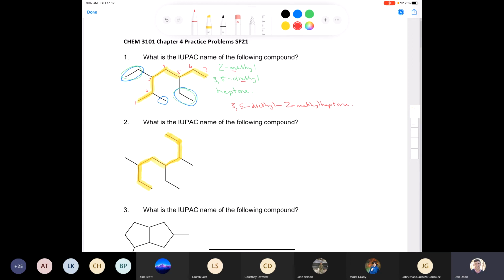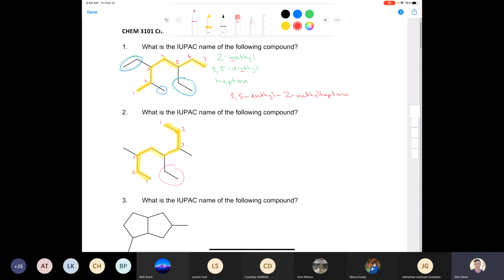If we were to start numbering from here, 1, 2, 3, we have a substituent at number 3. But if we start numbering from here, we have 1, 2, 3. We have a substituent at number 3. So we have to break the tie with this substituent. If I keep going down here, 1, 2, 3, 4, 5, my ethyl would be at 5. Whereas if I keep going from the top here, I have 1, 2, 3, 4. I have a 4-ethyl. And so that's going to be the correct way.